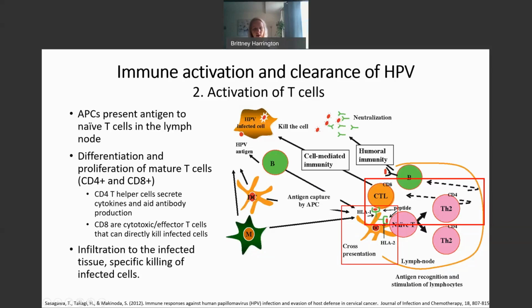And finally, once these T cells are educated, proliferating, ready to go, then they infiltrate to the infected tissue site and cause specific killing of the infected cells.